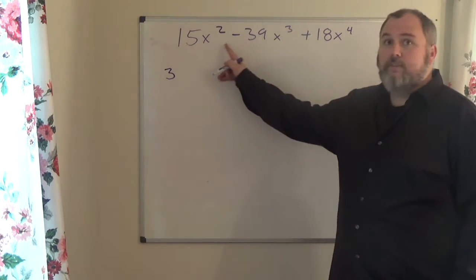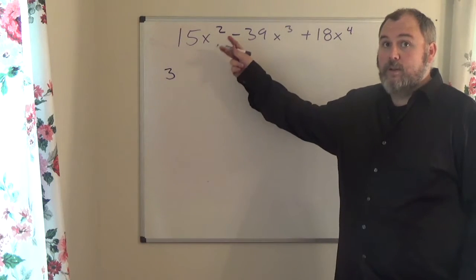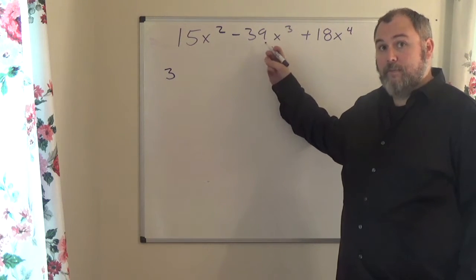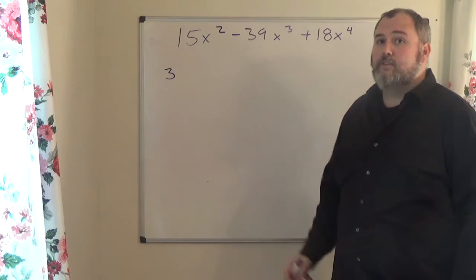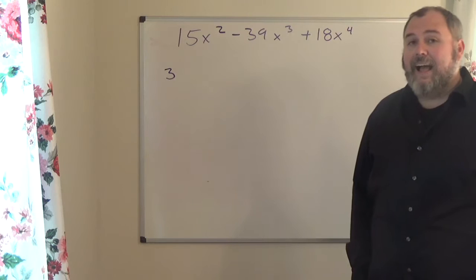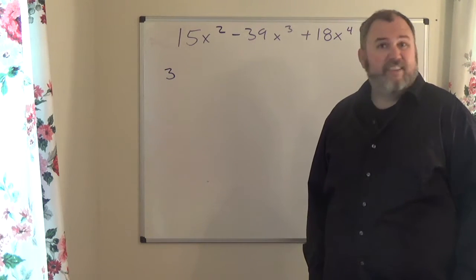Well, notice that all of these have x's in them. How many x's are in this one? We have 2. How many are in this one? We have 3. How many are in this one? We have 4 x's in this one. So what can I really do? I can actually factor out 2 x's this time instead of just 1.